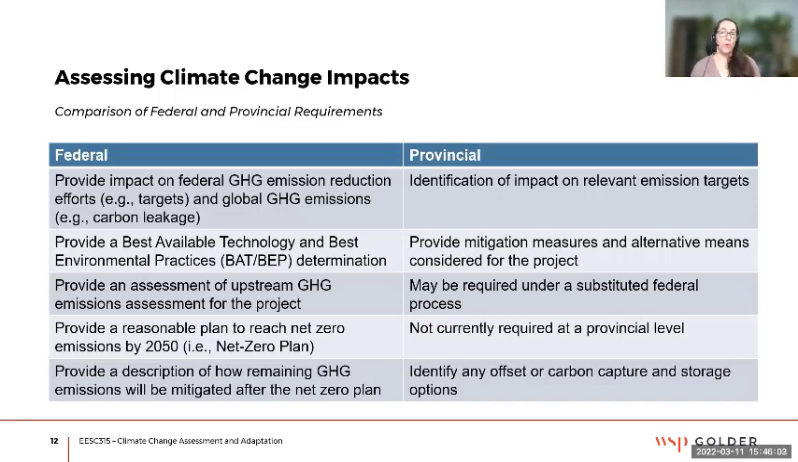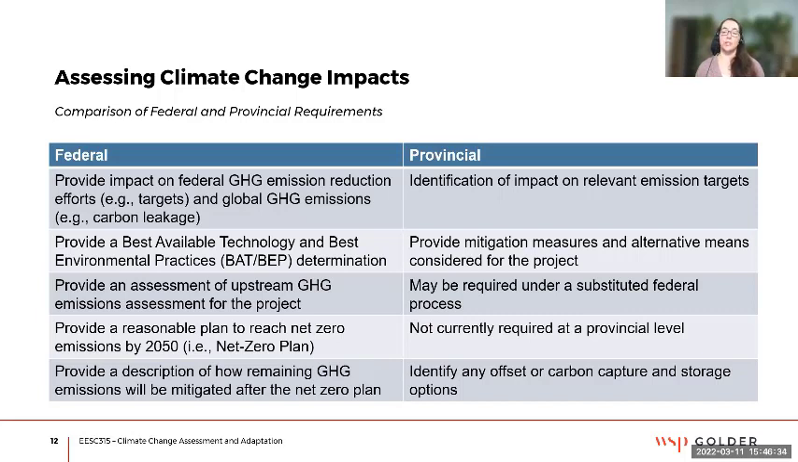You may be required to do an upstream emissions at a provincial level, but again, under the federal level, you have to if you are likely to hit a threshold associated with the year of the project. And then now we're starting to talk a little bit more about the application of the BAT-BEP determination in terms of a net zero plan. And the net zero plan isn't required at a provincial level. It is if you're operating beyond 2050 at a federal level.